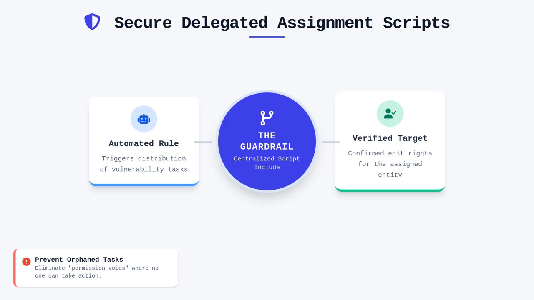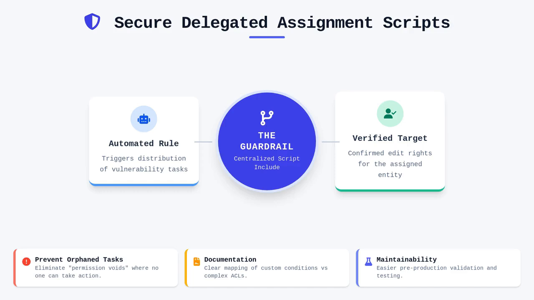action on them. By centralizing this logic in a dedicated script you make your security architecture more maintainable and easier to test during your pre-production validation phases. Always document these custom conditions clearly within the system, as the complexity of multi-layered ACLs can grow significantly over time and become difficult for future administrators to troubleshoot. This systematic approach to access control is what defines a mature, robust vulnerability management program.